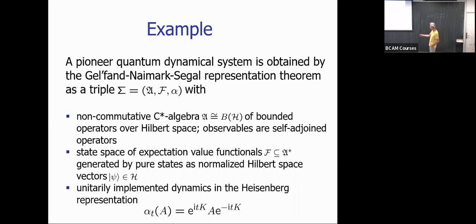And now we look at the state space. The state space is again given by the expectation value functionals in the folium of the algebra. And as far as we are looking at pure states only, these are simply given as the normalized Hilbert space vectors. So we have a Hilbert space, we can identify the pure states by vectors in the Hilbert space, and then of course we have exactly this representation of the state.